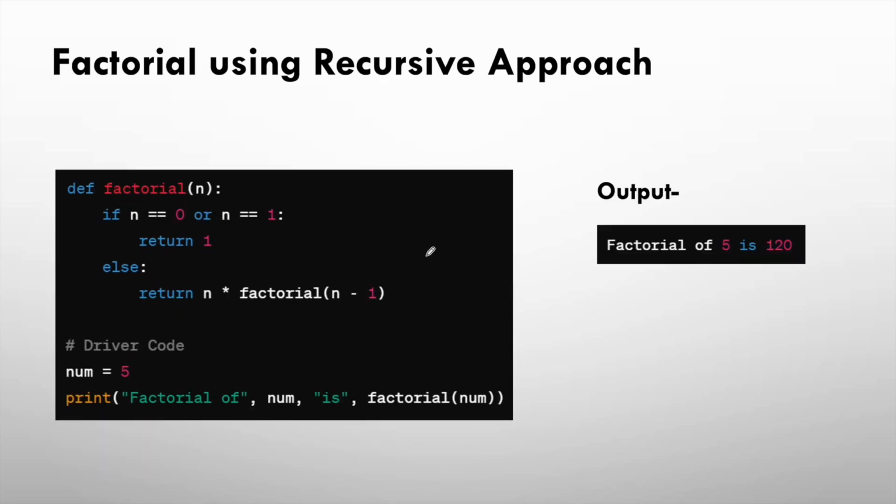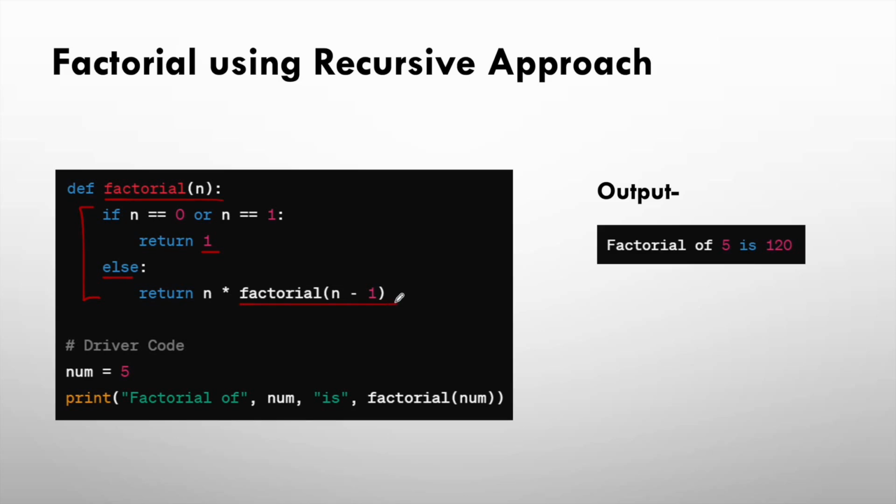Now, if we want to use recursion, you can already see that the code is way shorter. So what we've done here is we've defined the same function, factorial, with the input n. Here we've just had to use a simple if-else statement. So if n is equal to 0 or n is equal to 1, we return 1, as I explained in the previous part. Now else, we just call the same function again. So we return n into factorial of n minus 1.